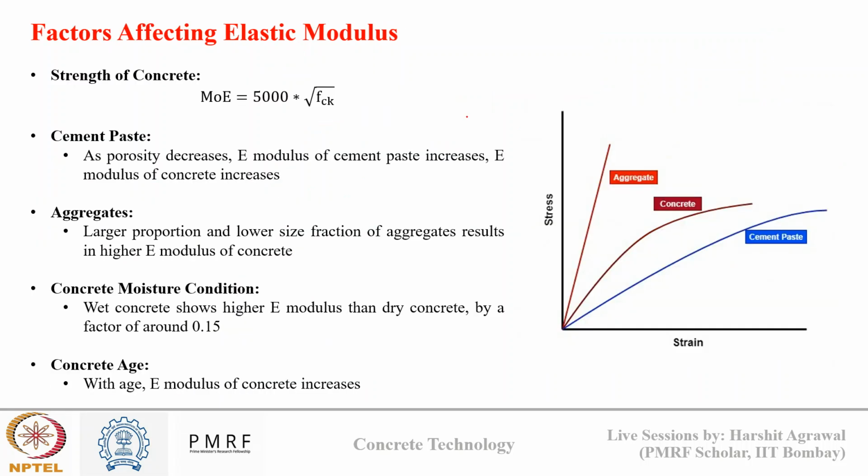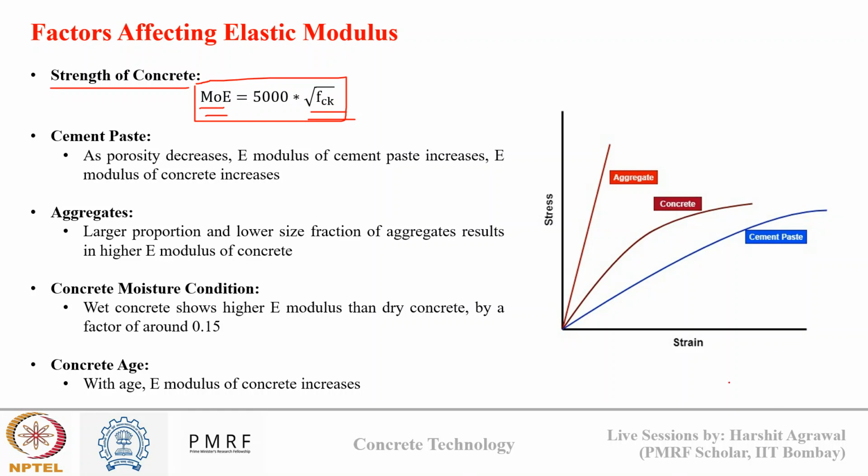Now, how does concrete affect the MOE? Like how can concrete properties affect the MOE of concrete. First is the strength of concrete. There is a formula that you will find in the IS code or in general. MOE value is related to the compressive strength of concrete by this formula: MOE is equal to 5000 under root fck. So MOE of concrete is directly proportional to the strength of concrete. It means that if we have a stronger concrete, it is stiffer and thus it has a high modulus of elasticity.